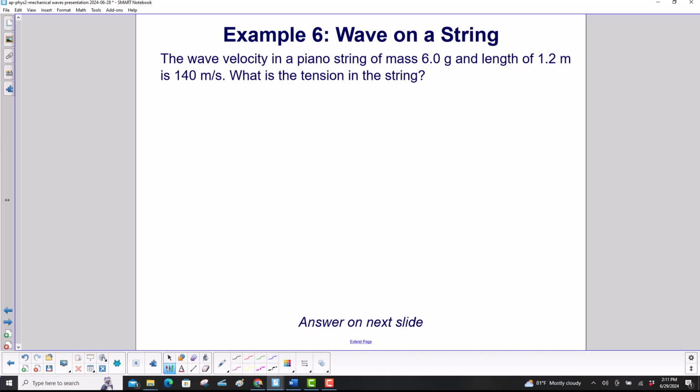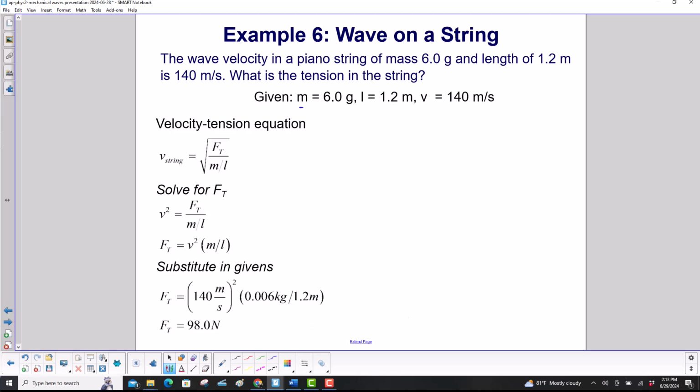The wave velocity in a piano string of mass 6.0 grams and length of 1.2 meters is 140 meters per second. What is the tension in the string? This time we have a mass of 6 grams, which we'll have to convert to kilograms. And what do we do? We move the decimal place over 3 points, so that would be 0.0060 kilograms.